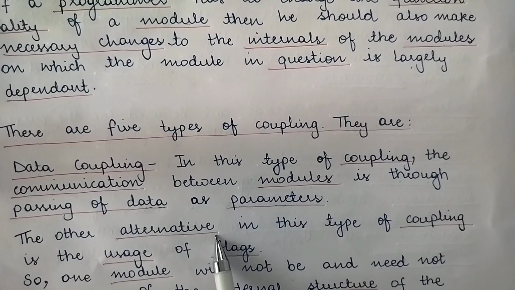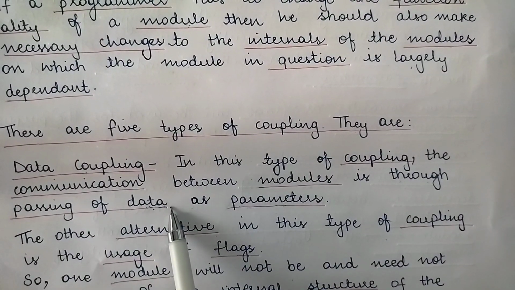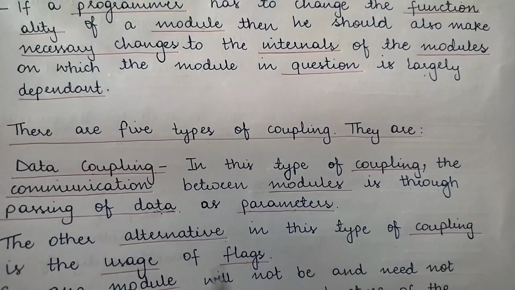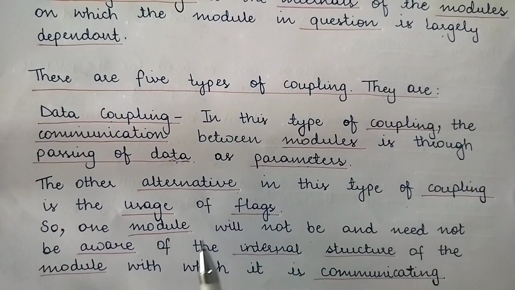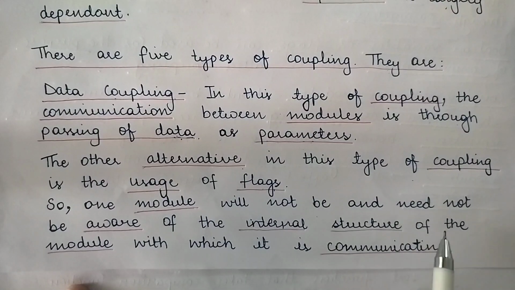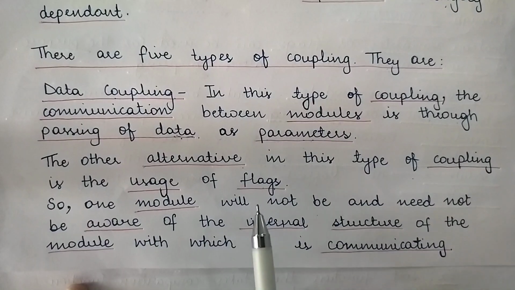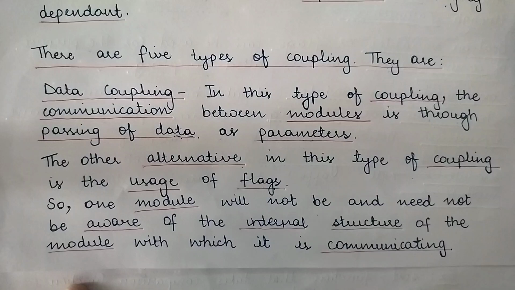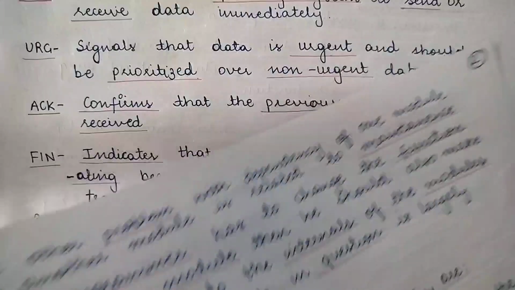The other alternative in this type of coupling is the usage of flags. One alternative is that you pass data as parameters, and the other alternative is that instead of data, you can pass flags as parameters. One module need not be aware of the internal structure of the module with which it is communicating. Two modules are simply communicating either by passing data or flags, hence they do not need to be aware of each other's internal structure, which is very important to maintain privacy.